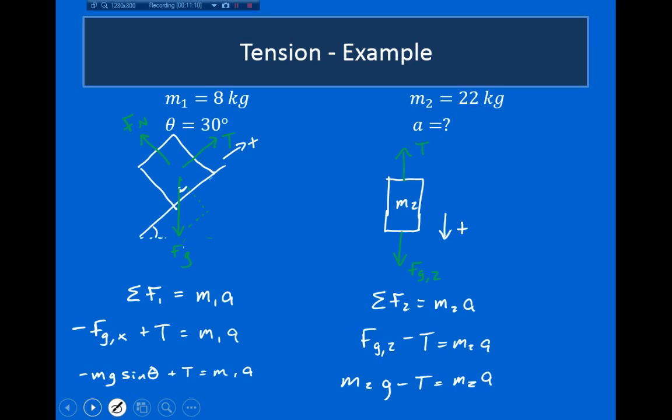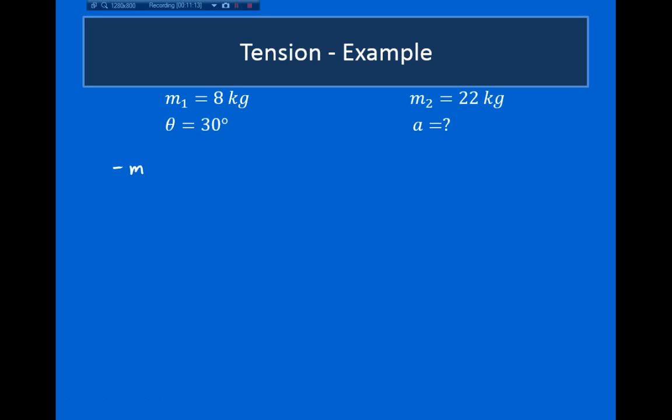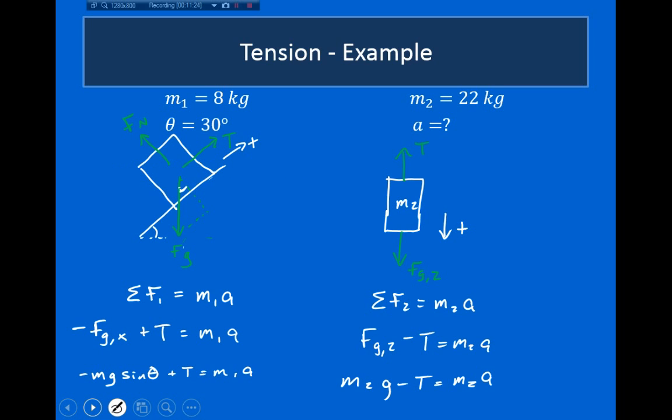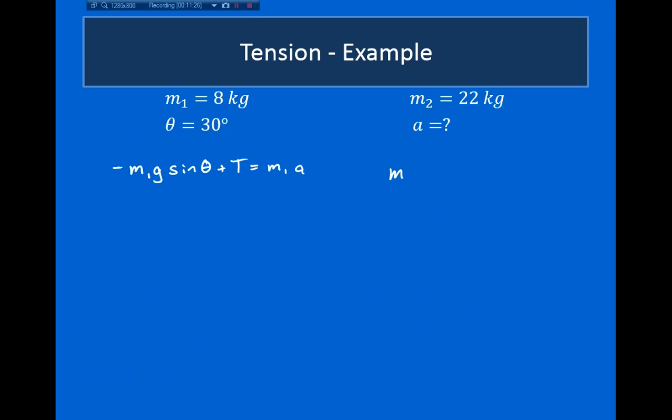So these are our two equations. Let me write them again. So we've got minus m1g sine of theta plus tension is equal to m1a. And the other equation we have is, let's see, it was m2g minus tension is equal to m2a. Okay, so again we have two equations and two unknowns, and the only thing I'm asked to solve for is the acceleration. So again, I can choose either one of these equations to solve for the acceleration. I'm sorry, to solve for the tension. So I guess I'll use this equation here.